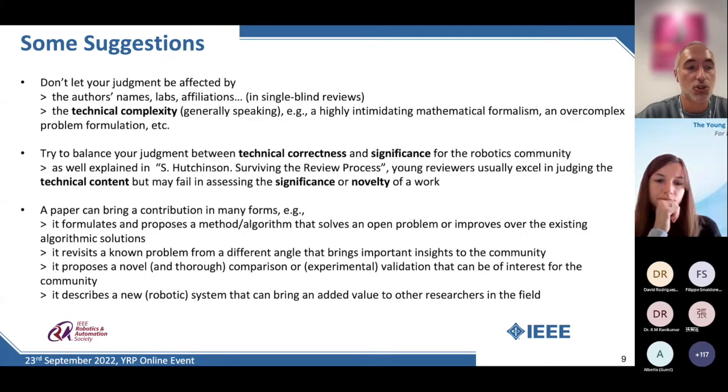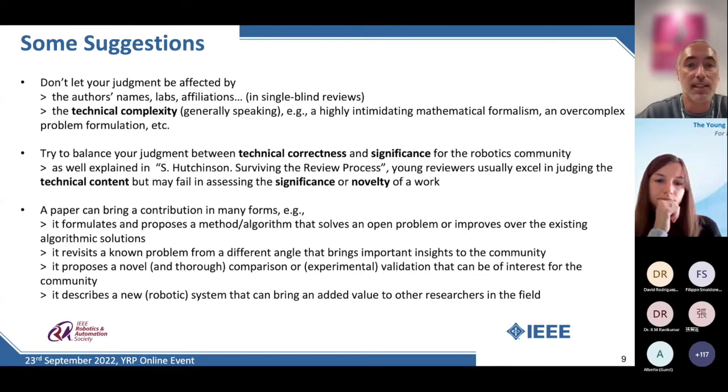So other points. You shouldn't let your judgment be affected by, for example, the author names, the labs, the affiliations. This applies to single blind reviews, or those papers where you know who the authors are. It happens, it's human, that you get a paper in review from a very big lab or from a very big name in the community, and you feel kind of uncomfortable saying that this paper is bad for some reason. This shouldn't be so, of course. This shouldn't matter in your judgment.